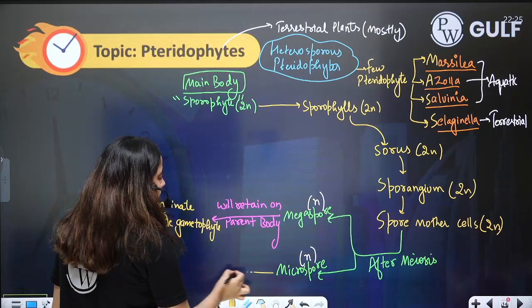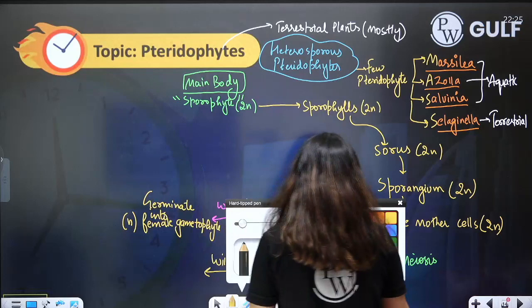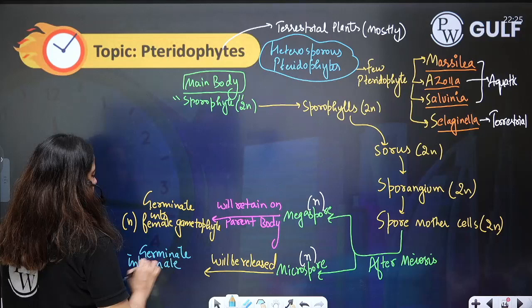Whereas microspore will be released from the parent body. It will remain on the parent body for some time, but it will be released from the parent body and it will germinate into male gametophyte.